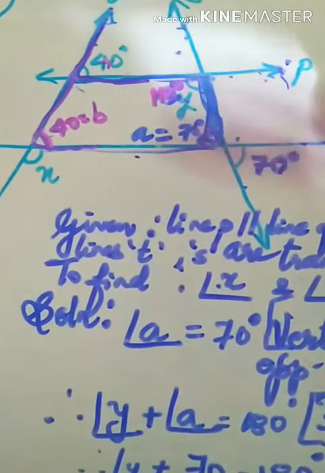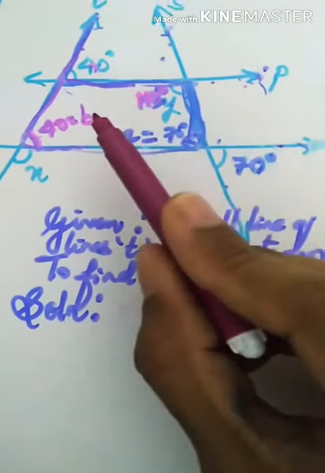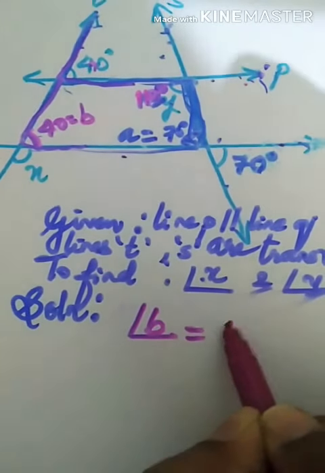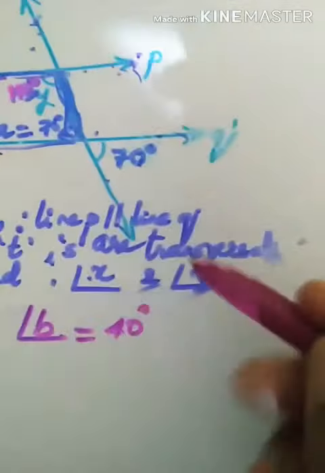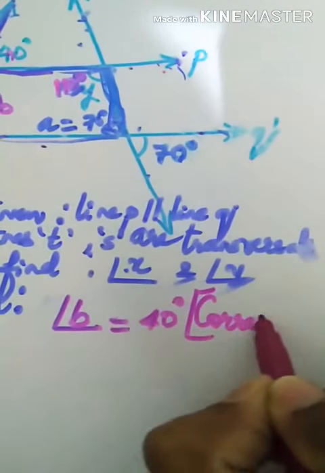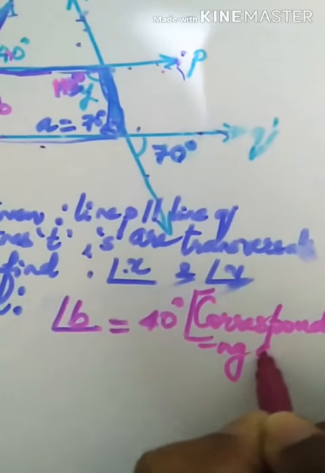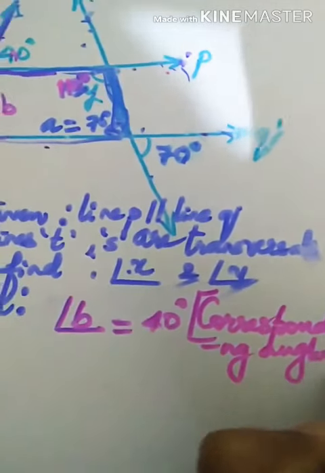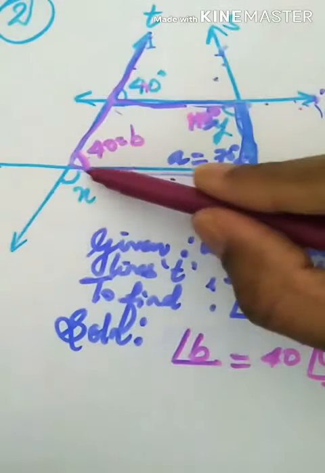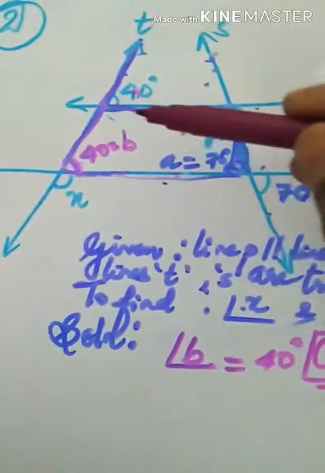So directly I will write that step. I'll write angle B equal to 40 degree and mention the most important reason. Why are you saying that? Because they are corresponding angles. We used the corresponding angles property. Corresponding angles are congruent. Once again check, angle 40 and angle B. Both are corresponding angles. So if this is 40, B will also be 40.